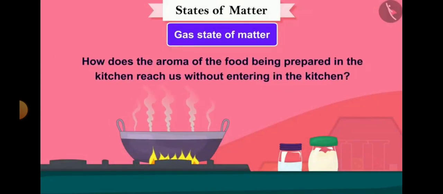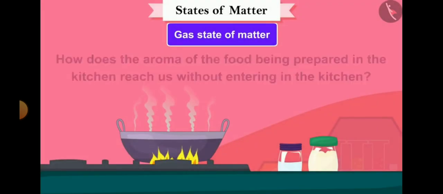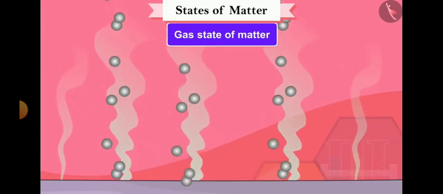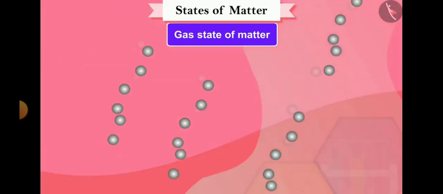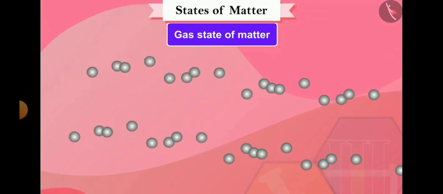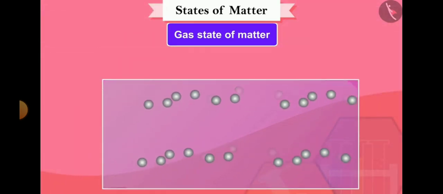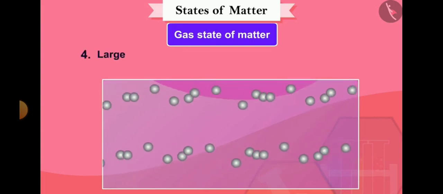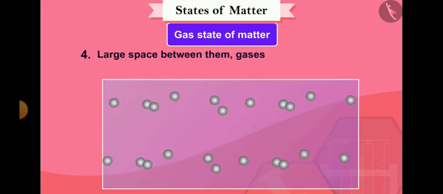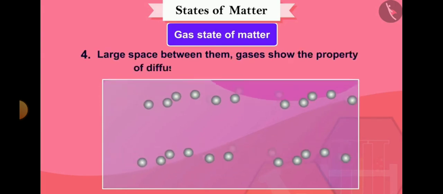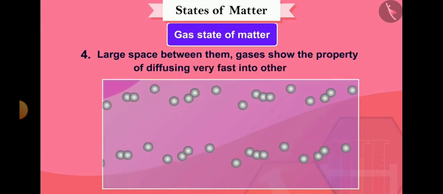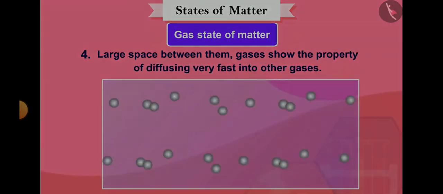Friends, how does the aroma of the food being prepared in the kitchen reach us without entering the kitchen? The smell of food mixes in the air and spreads from the kitchen to reach us. This is possible because of the high speed of particles and large space between them. Gases show the property of diffusing very fast into other gases.